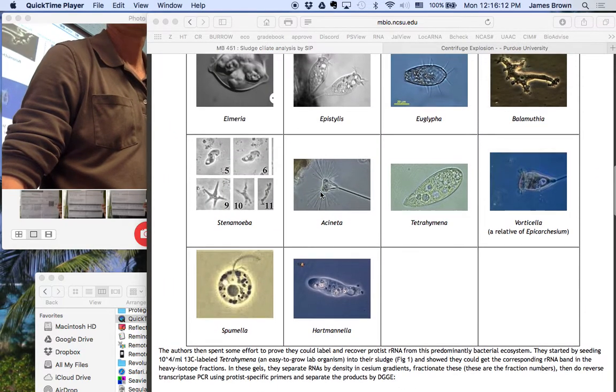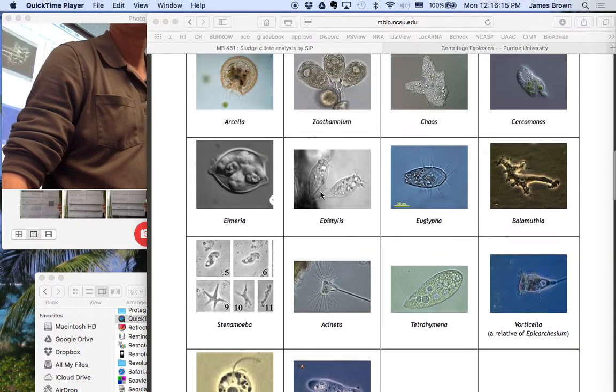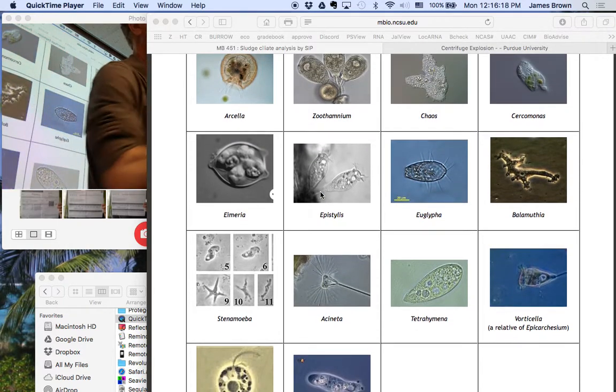Which ones? Oh, that's what we're going to find out.